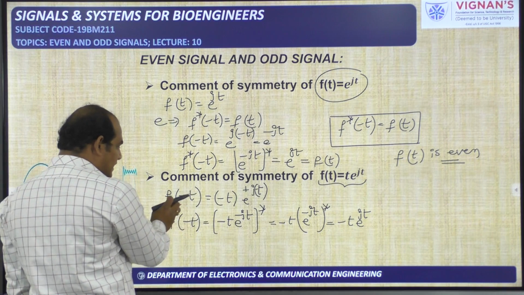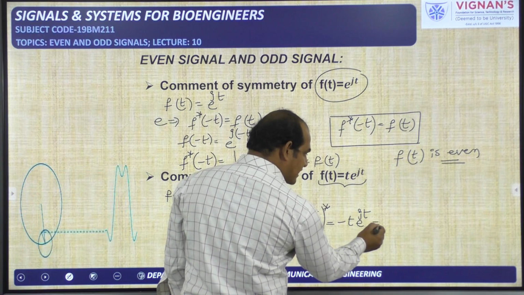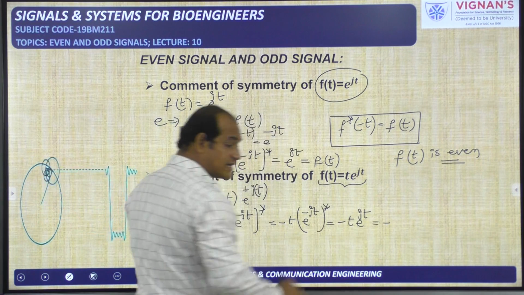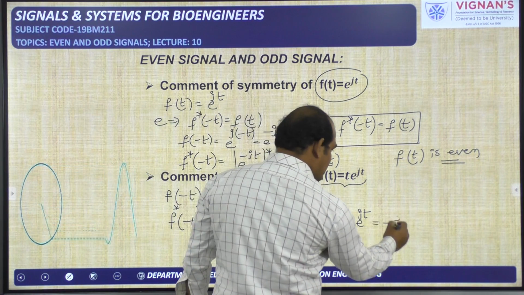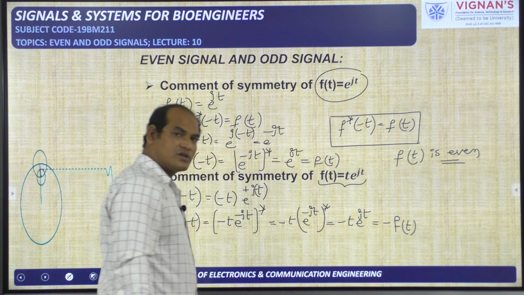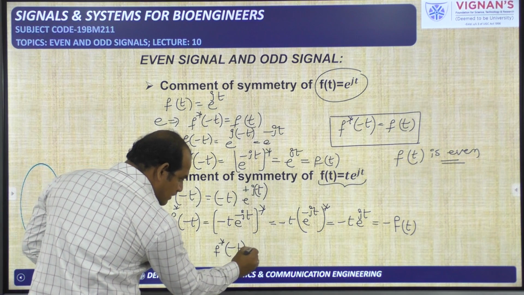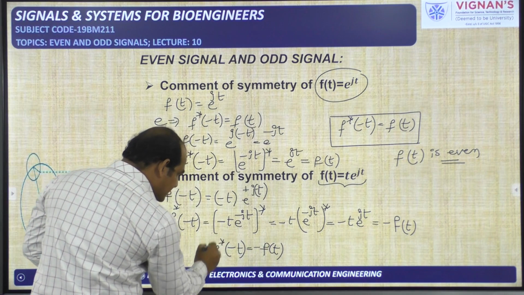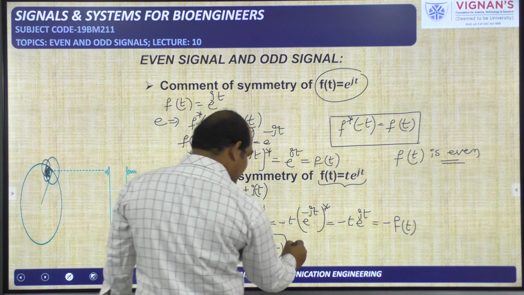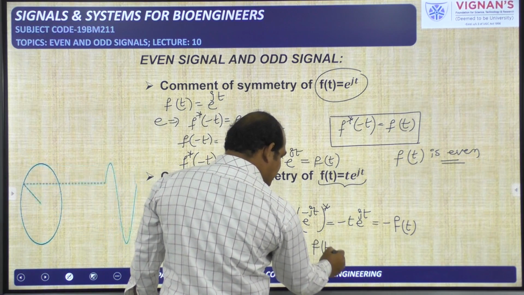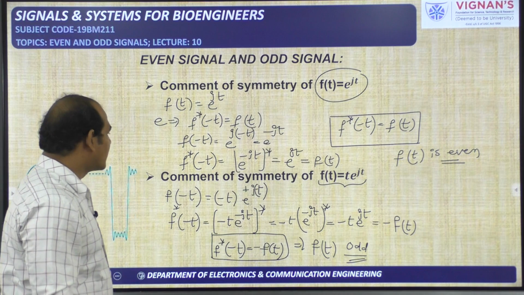Now, what is this? F star of minus t we have calculated. But this f star of minus t can be written with the minus sign taken out, and the remaining part is t into e power jt. T into e power jt is nothing but the original signal f of t. So I need to write f of t. So f star of minus t is equal to minus f of t, we got. Because it is minus f of t, we can tell f of t is an odd symmetry signal. Okay, so this is the thing.